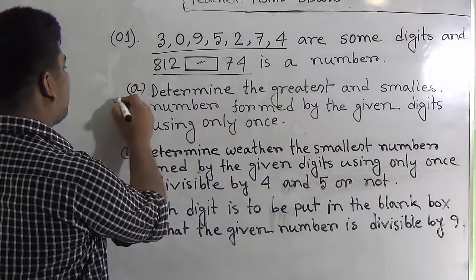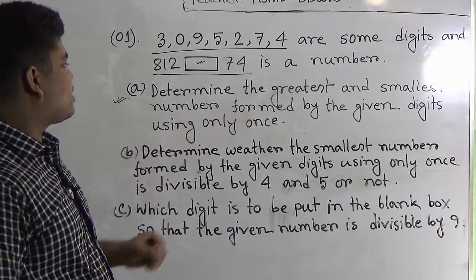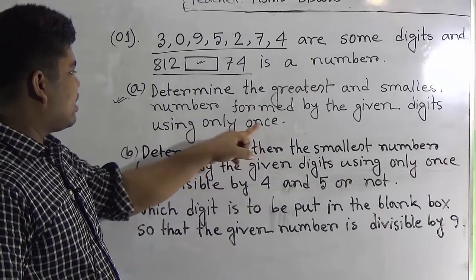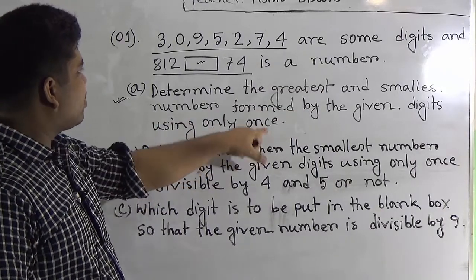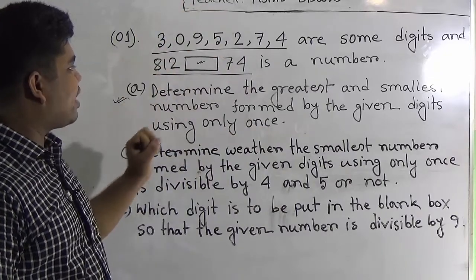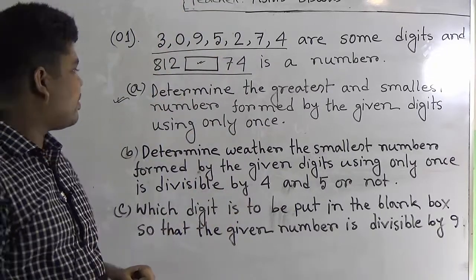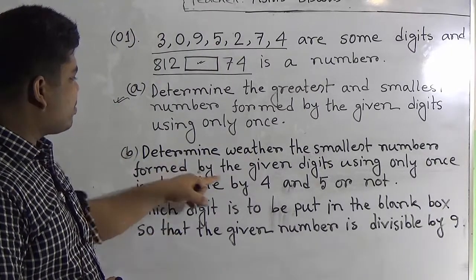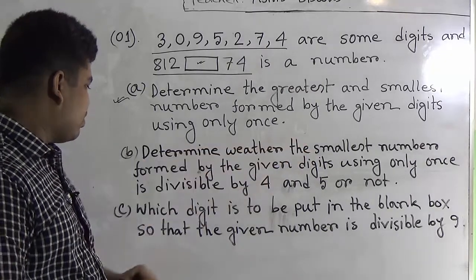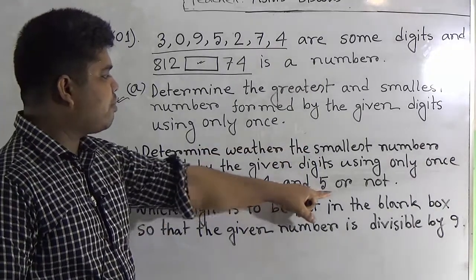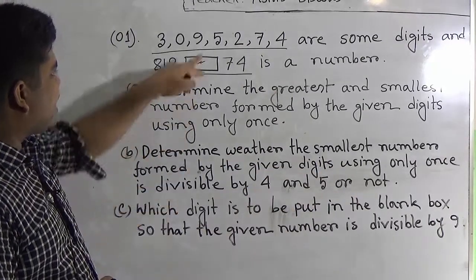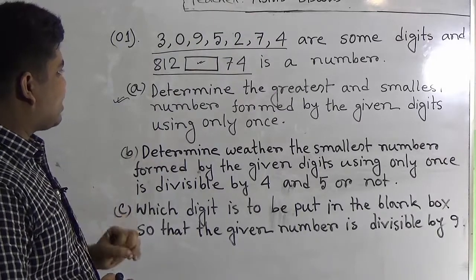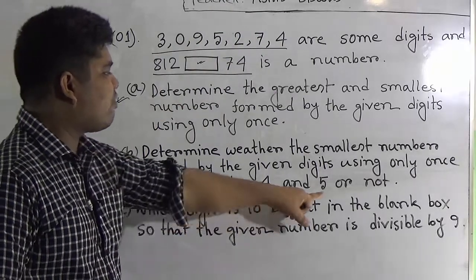That means question number A: determine the greatest and smallest number formed by the given digits using only once. That means using each only once, we use these digits and make a greatest number and a smallest number. Question B: determine whether the smallest number formed by the given digits using each only once is divisible by 4 and 5 or not. That means at first we make a smallest number by using these digits. After that we check whether that number is divisible by 4 or 5 or not.